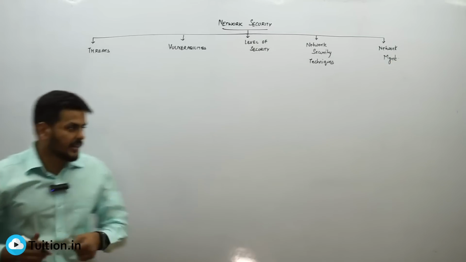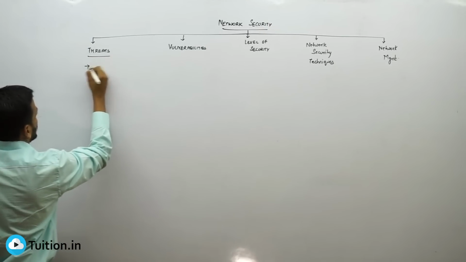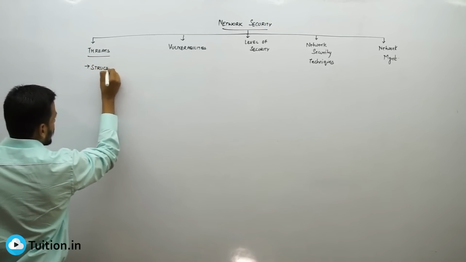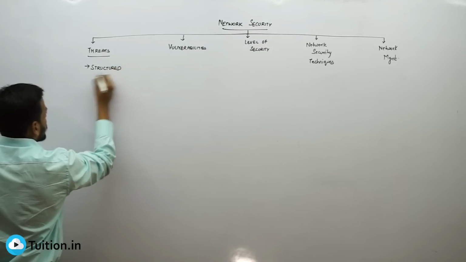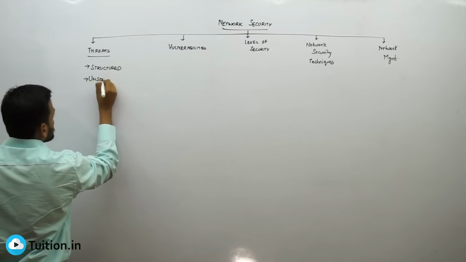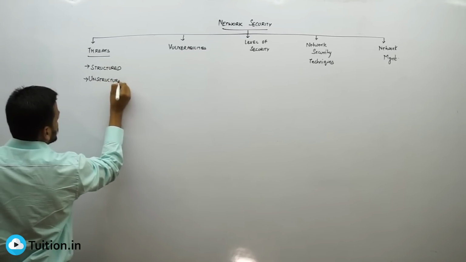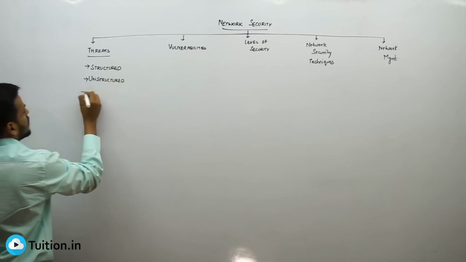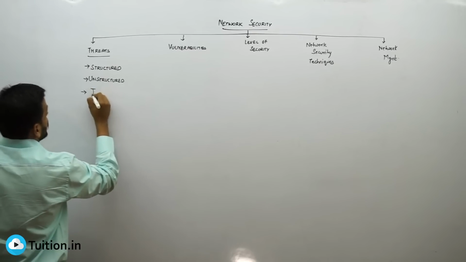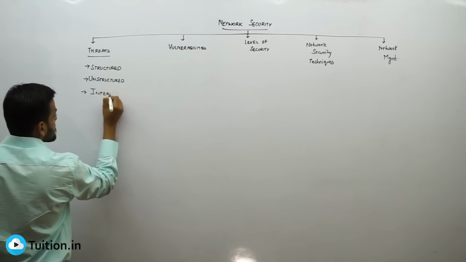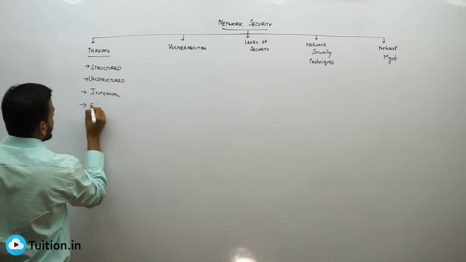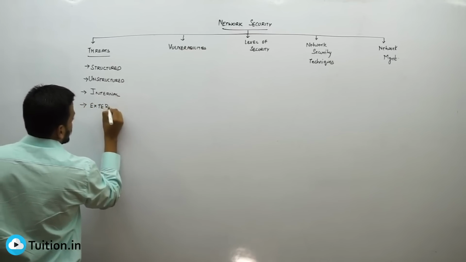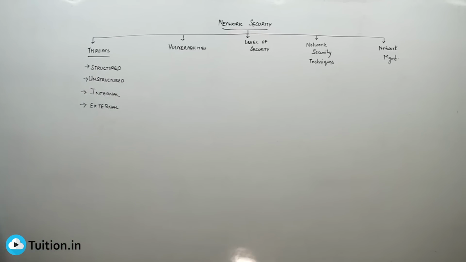So let's start with threats, guys. Threats are broadly classified into 4: structured threats, unstructured threats. Then we have the sources: internal threats, and of course external threats. I hope you're making the framework. So that is what network security is all about. And then we are talking about the 4 threats: unstructured threats, structured threats, internal threats, and external threats.